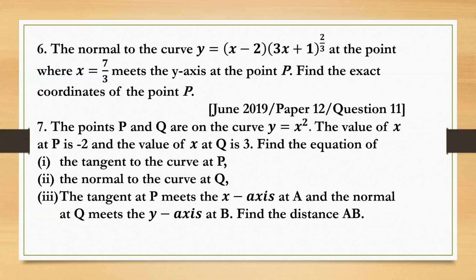Remember, when a line or even a curve meets the x-axis, this means that y is equal to 0. And if a line or a curve meets the y-axis, x is equal to 0. So you need to find the coordinates of A and the coordinates of B, and then find the distance AB.